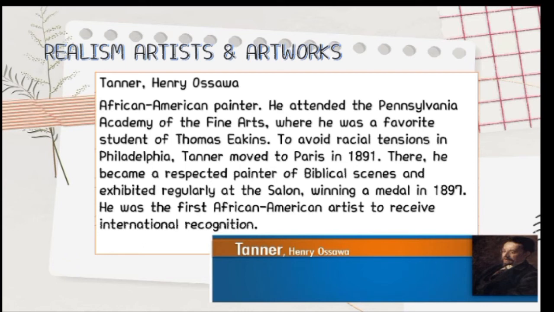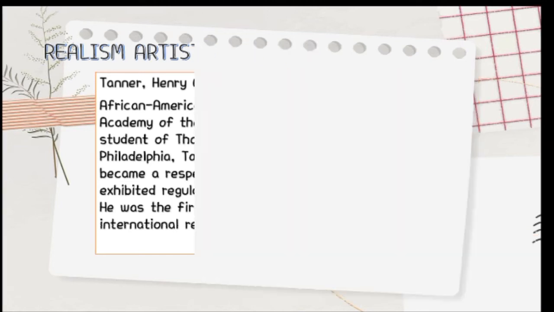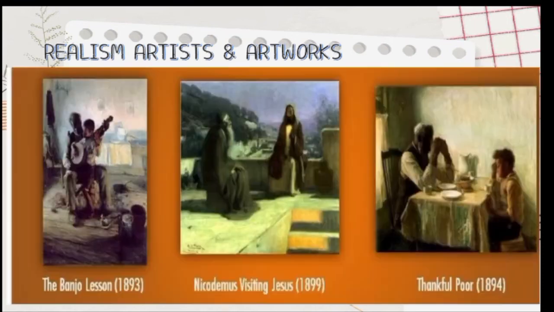Also, his father was a prominent minister and his mother a former slave who escaped the South through the Underground Railroad. These are some examples of his artworks. The Banjo Lesson, 1893; Nicodemus Visiting Jesus, 1899; and Thankful Poor, 1894.